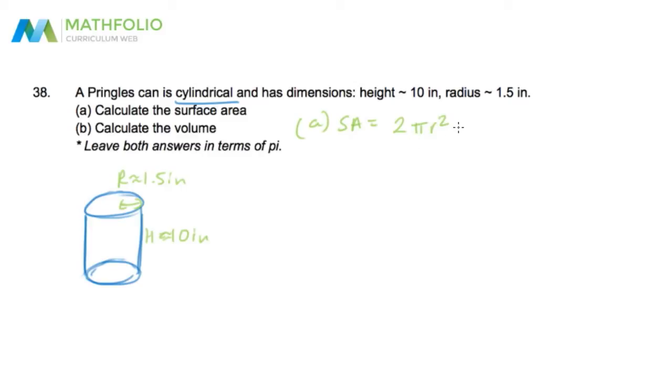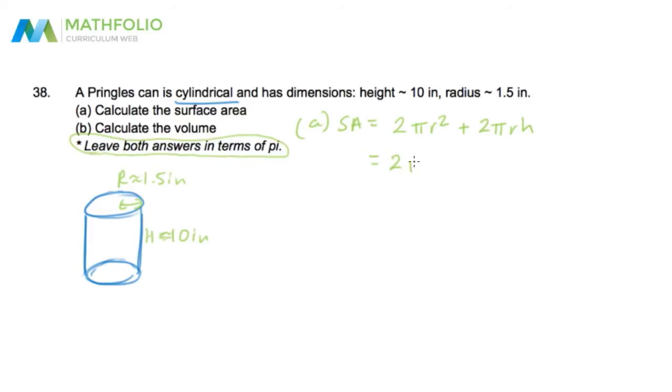You've got two of them. And then you're going to add 2 pi r h. So this is going to give you the surface area. So let's continue to calculate this, and I notice it says leave both answers in terms of pi, which is going to help us. We don't need a calculator. We don't need to do times by 3.14 or times the pi button. We can just plug in.